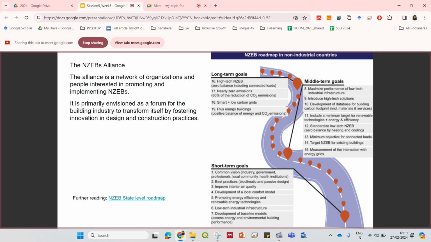And then there are plus energy buildings. So this is not only zero energy, but it is plus energy. So it focuses on positive balance of energy and CO2 emissions. So the amount of energy the building produces or embodies is greater than the amount of CO2 emission which the building is creating. So this is the NZDB roadmap for non-industrial countries.